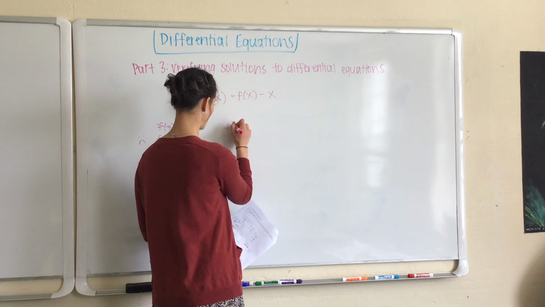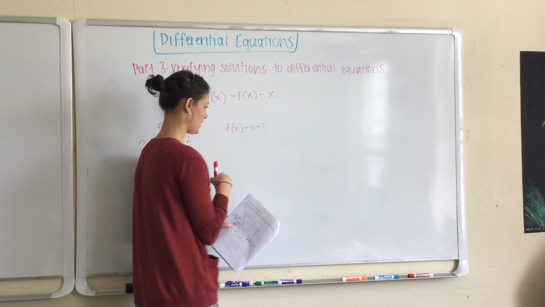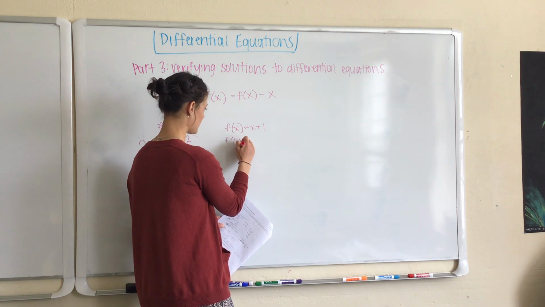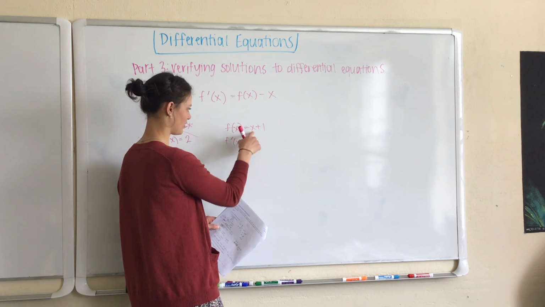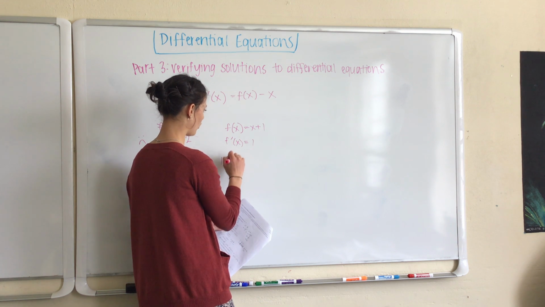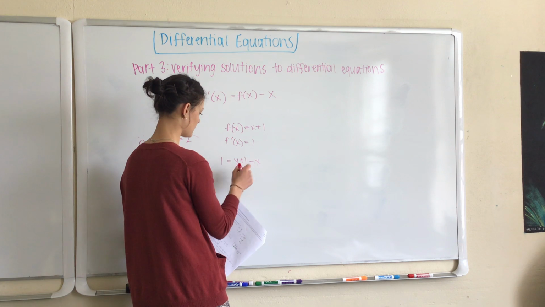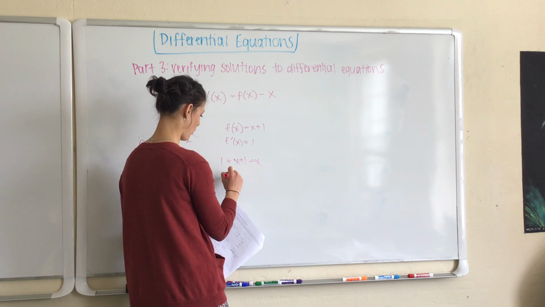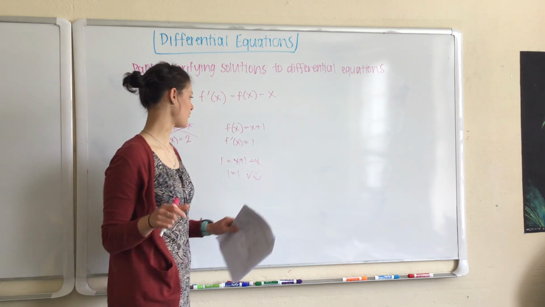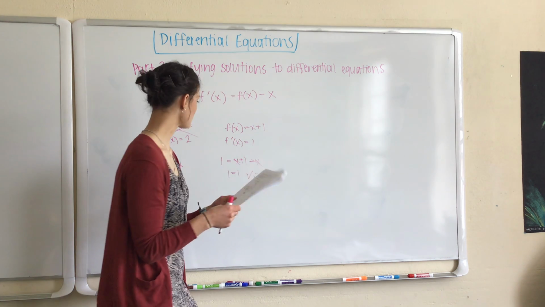We are asked, is f of x equal x plus 1 a solution? So again, in order to plug and chug, we need our derivative. F prime of x is equal to 1, right? Derivative of x is 1, derivative of 1 is 0. So then we're going to have 1 equals x plus 1 minus x. X minus x is 0. 1 equals 1. Check. Smiley face. So that f of x equals x plus 1 is, in fact, a solution to our differential equation.